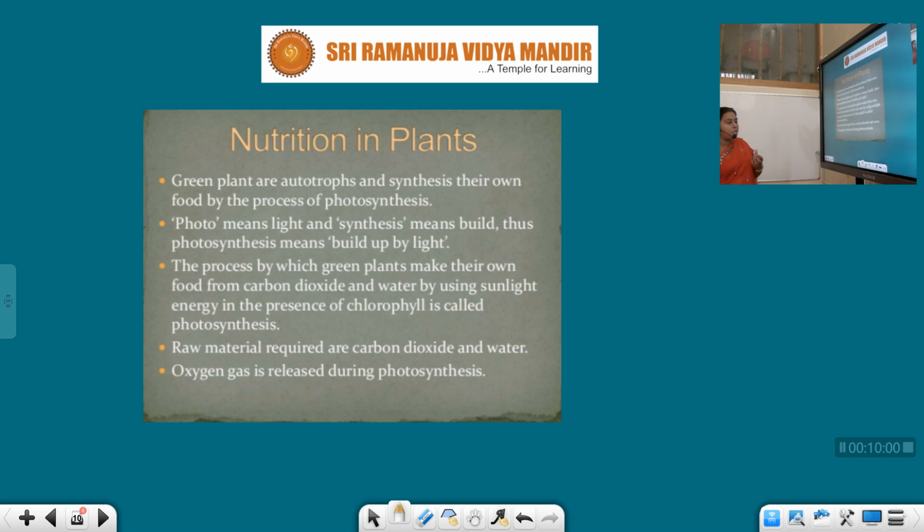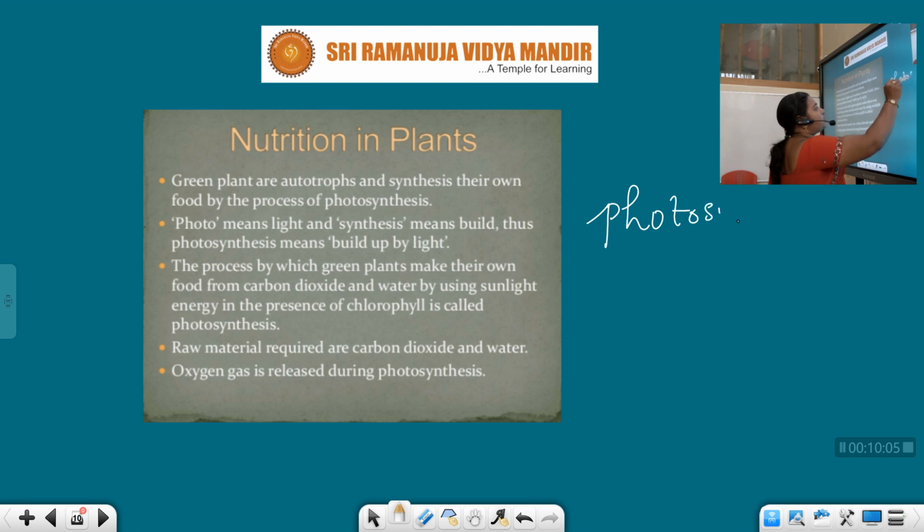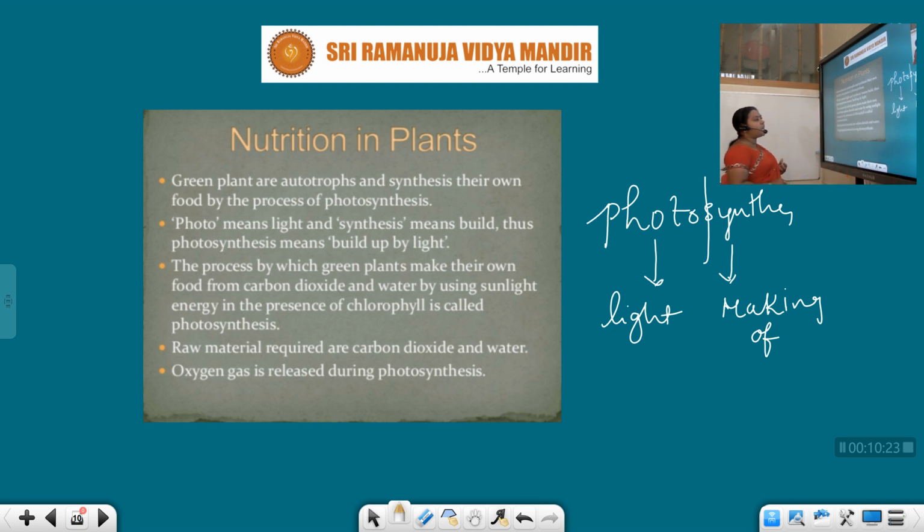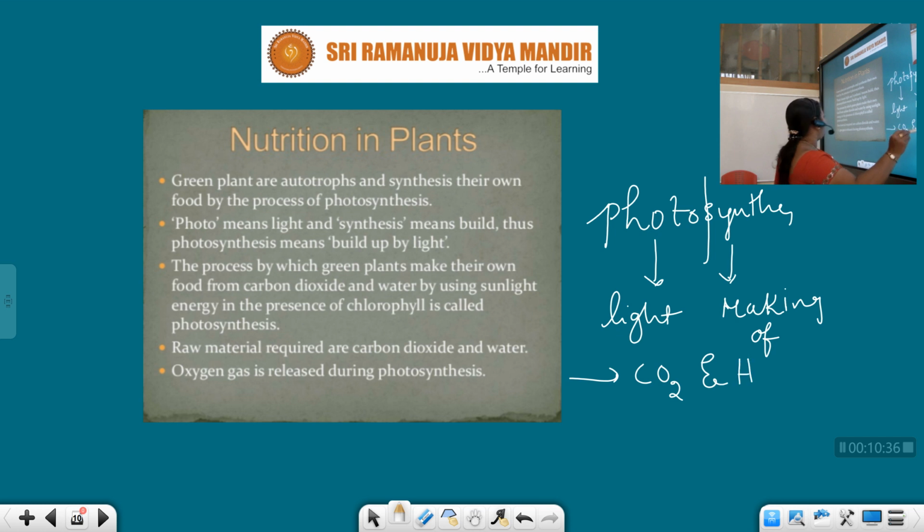And nutrition in the plants, see students. The process by which plants can synthesize food is called photosynthesis. The word photo means light, and synthesis means making of something, it's a making procedure, right? And it is the process by which green plants make their own food from carbon dioxide and water in the presence of sunlight.